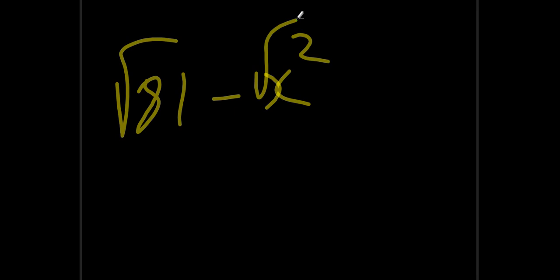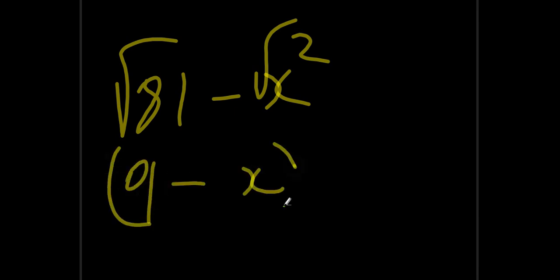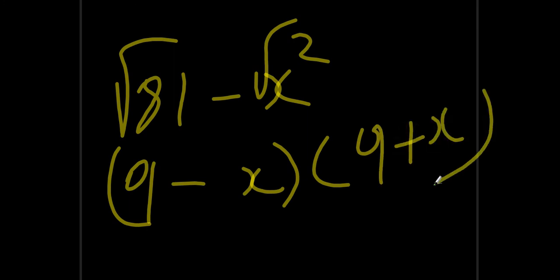Let's look at another one. Let's say I do this like this. No big deal. We could just find a number that squares to that. So this will give us 9 minus x and 9 plus x. And if you multiply these brackets, it will give you back the problem.